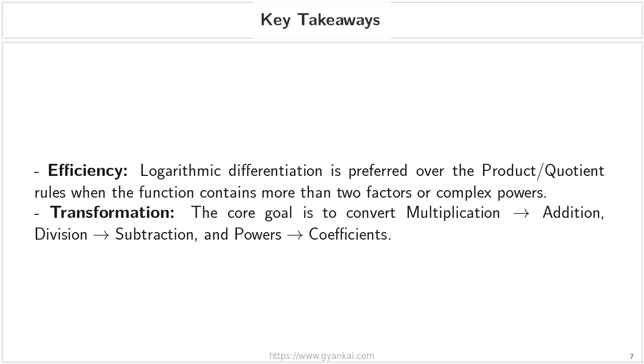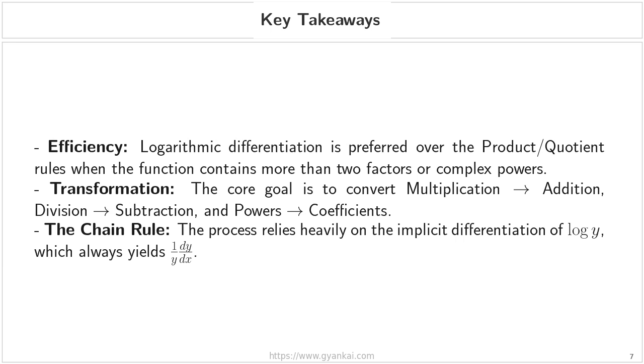Secondly, remember the core goal of the transformation process. By applying the properties we studied in the second slide, we are essentially converting multiplication into addition, division into subtraction, and powers into simple coefficients. This simplification is what allows us to differentiate the expression term by term.